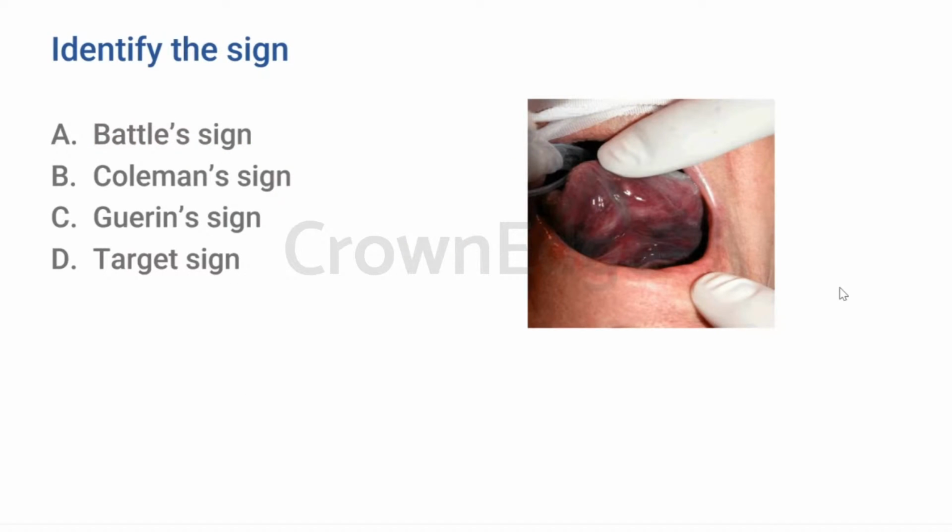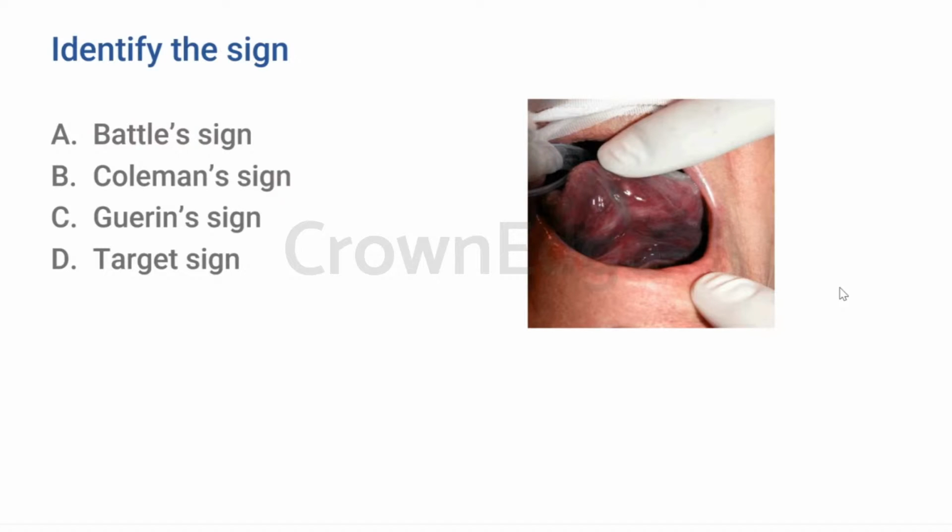Okay, this is another simple question. It's just a picture based question, but let's deal with the rest of it also. So what is this? What is it that you can see here? What is the name of the sign? A Battle sign, Coleman sign, Guerin sign, or target sign. It's pretty simple. I'd like you all to know why it occurs so that you'll never forget why it happens.